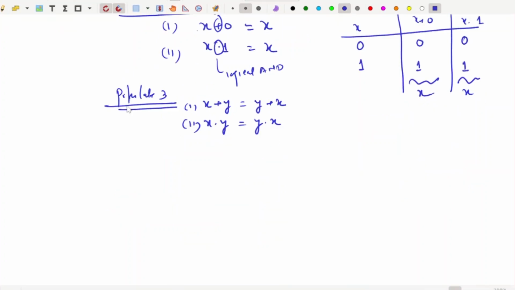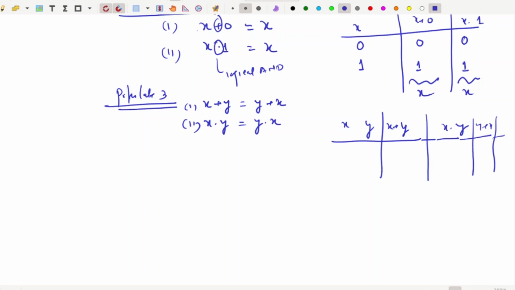For proving a postulate, we use a truth table, because what are here? x plus y, where x and y are the inputs. And what is this? x plus y is just like an OR, performing the OR operation between two inputs. And what is x dot y? This is the AND operation. And what is y plus x, and what is y dot x?